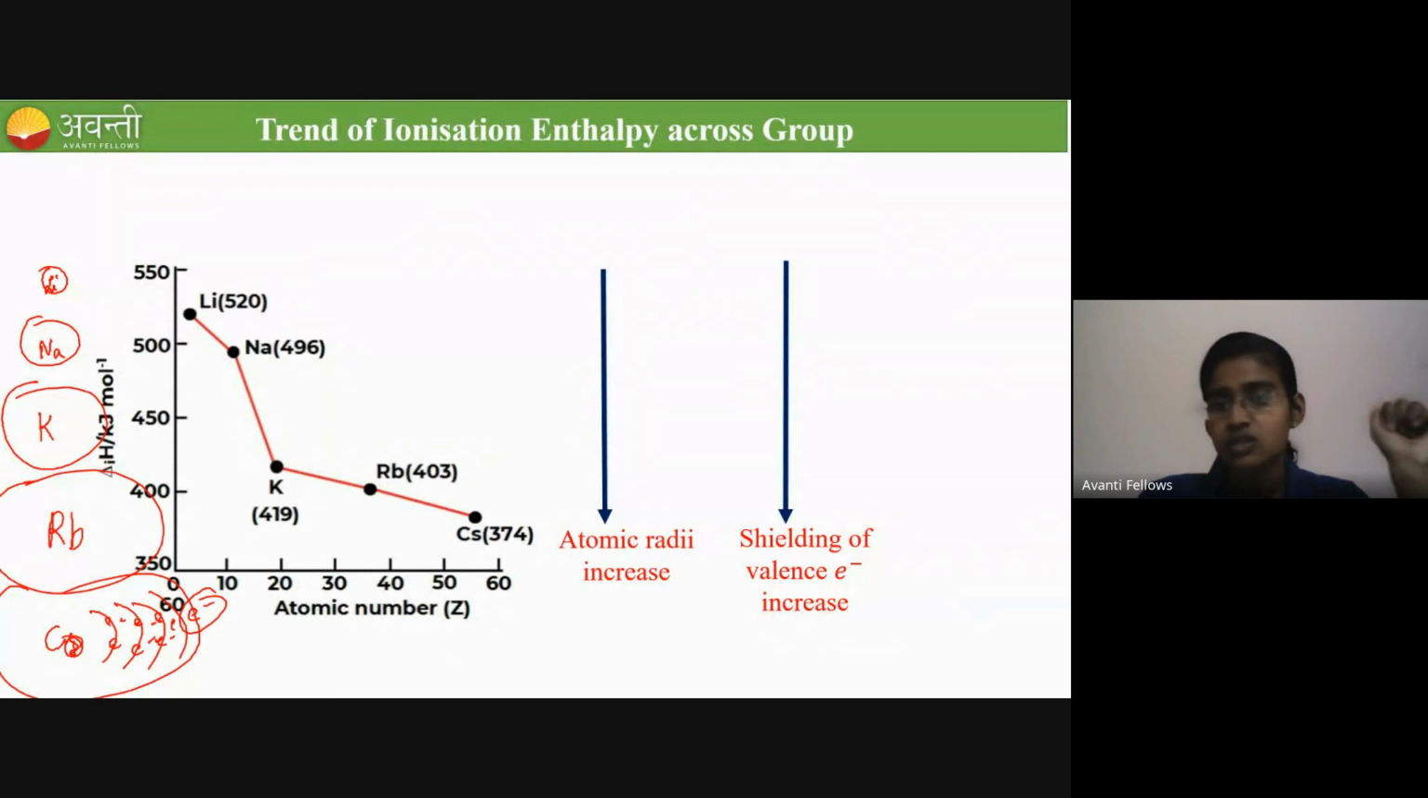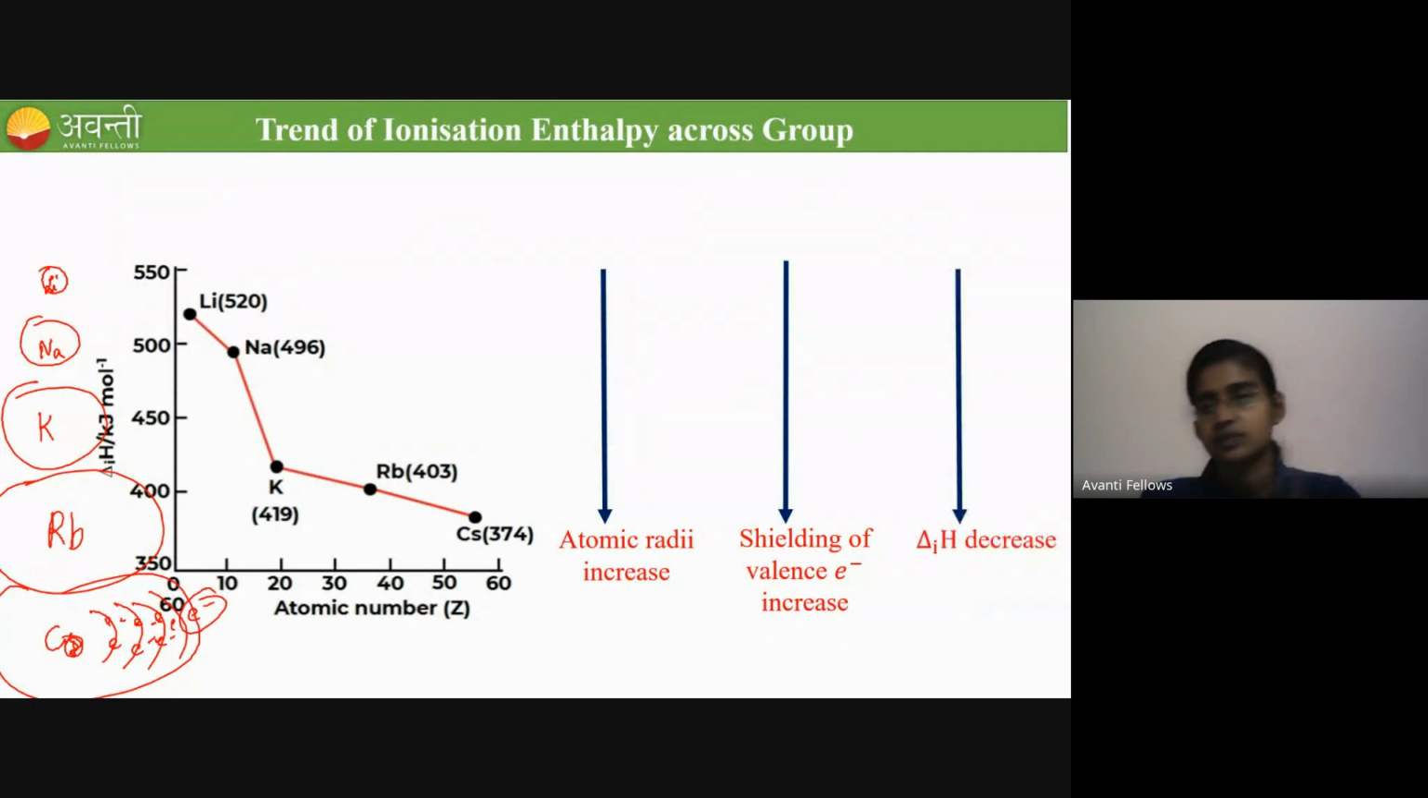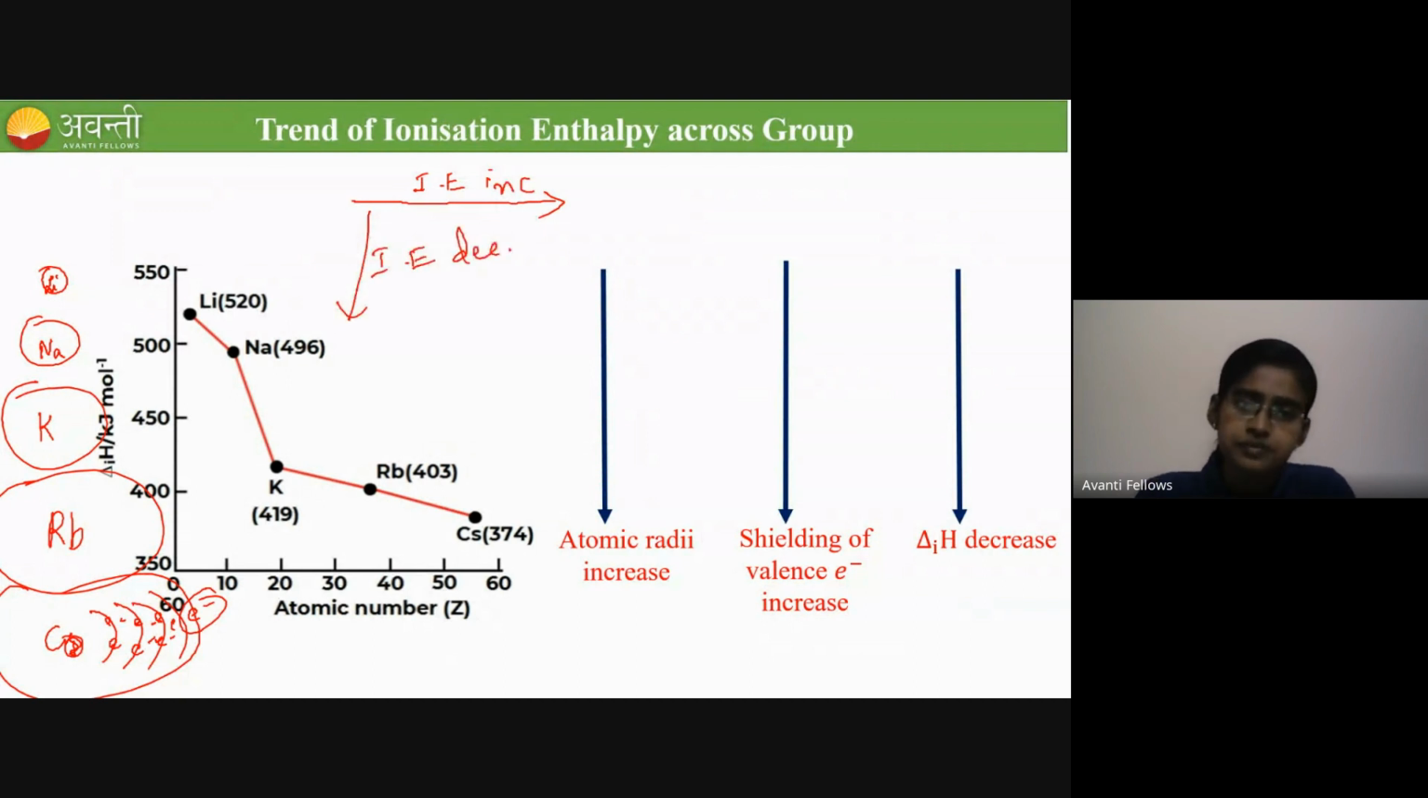Okay. So because of this, ionization energy decreases. Across the period, ionization energy increases, and on moving down the group, ionization energy decreases. Got it? The force of attraction is very less. So if I want to remove an electron from lithium, it is highly difficult.